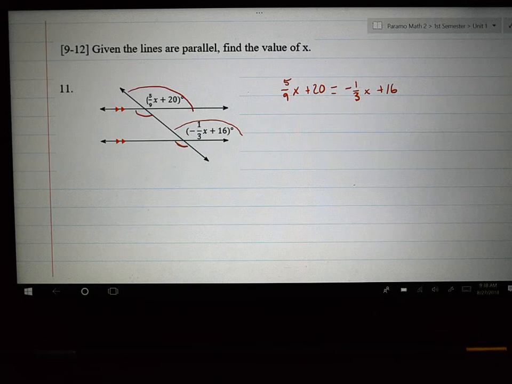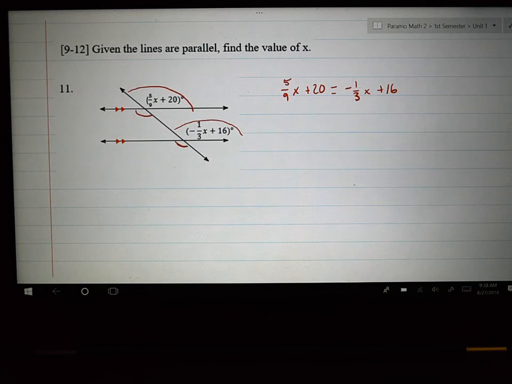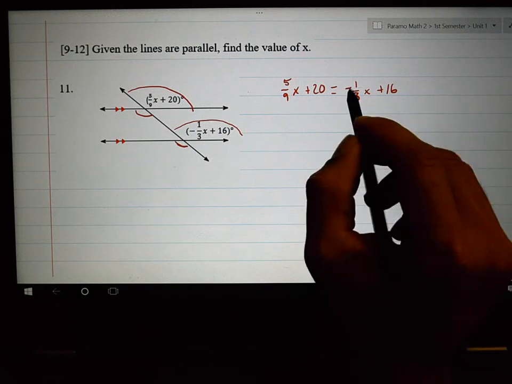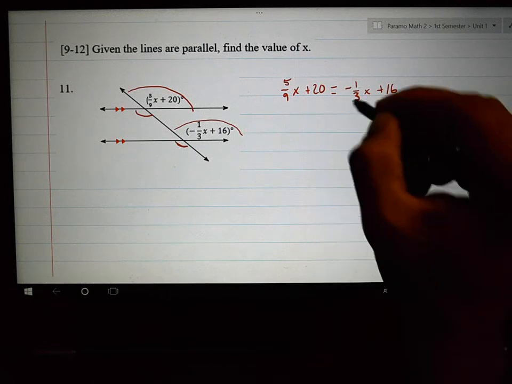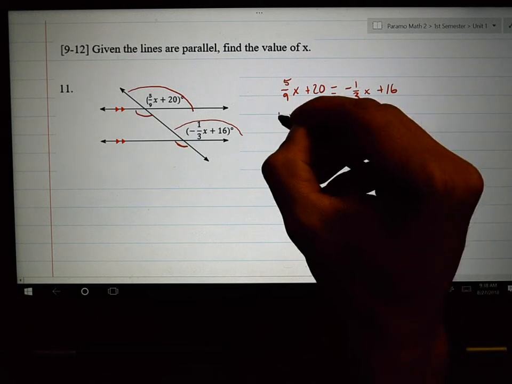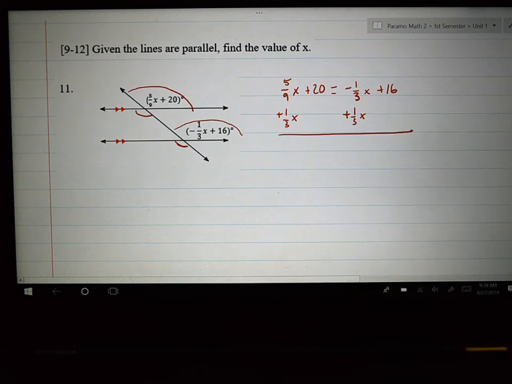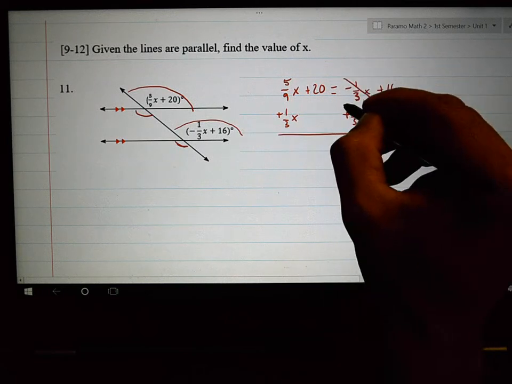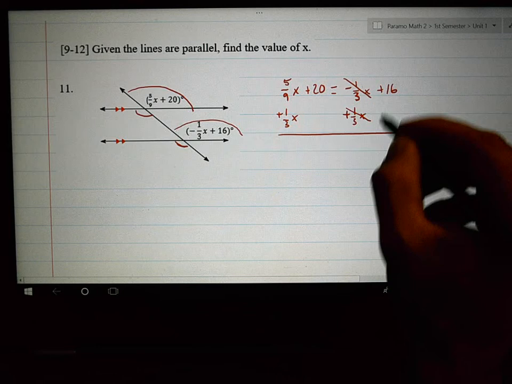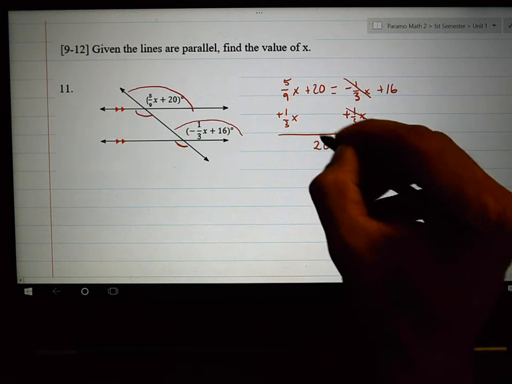Now I would get the x's on the same side of the equal sign just like we did before. I would do the opposite of subtracting 1/3. I would add 1/3 x to both sides. 1/3 x take away 1/3 x makes 0. That makes 16 equals 5/9 x plus 20.